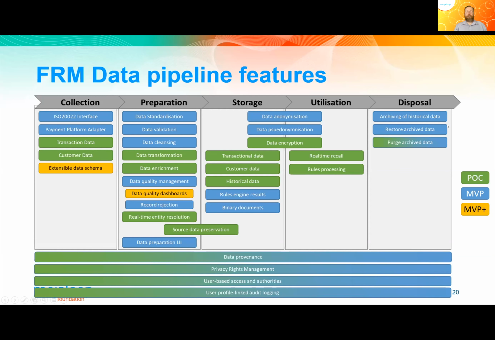Some of the non-functional requirements that we are starting to explore in the POC are around data provenance, privacy rights management, user-based access and authorities, and user profile linked audit logging. So again, going from green to blue, we'll start building this into the architecture from the beginning in the POC, but we'll probably mature that in the MVP.